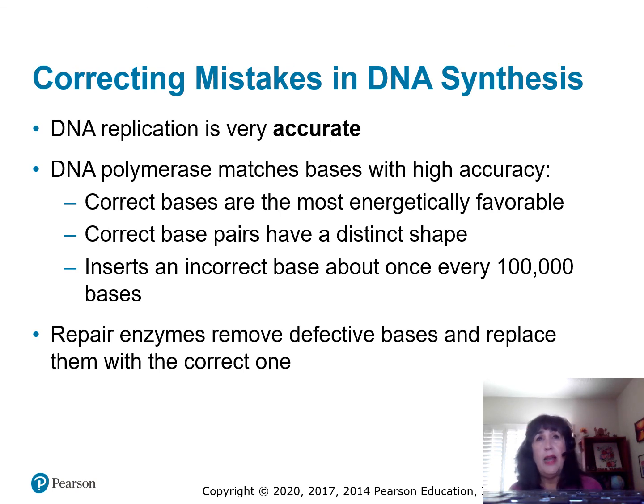So how is it that we can correct mistakes in DNA synthesis? Actually, when DNA is copied, there's one mistake in every 100,000 bases. But the truth is in the end, we have like one mistake in a billion. So how do we go from 1 in 100,000 to 1 in a billion? Well, there's measures that correct these mistakes at the cellular level. So there's repair enzymes that remove defective bases and replace them with the correct ones.